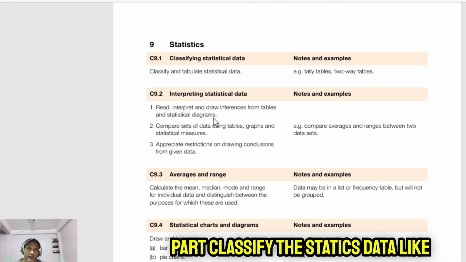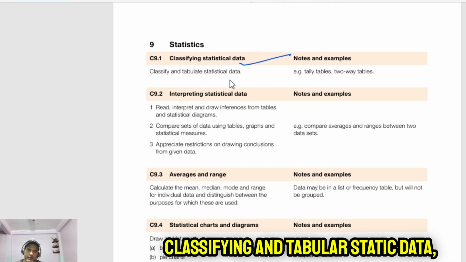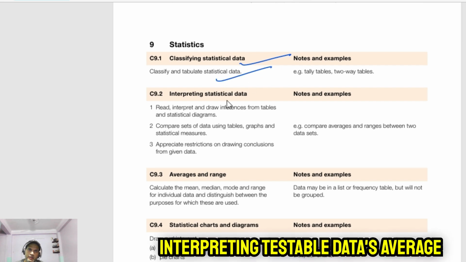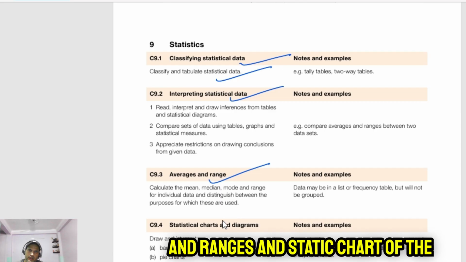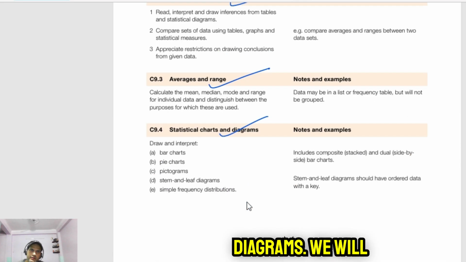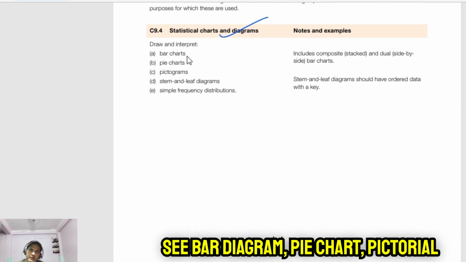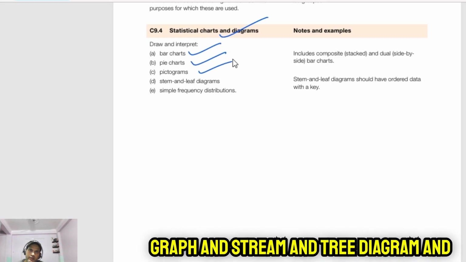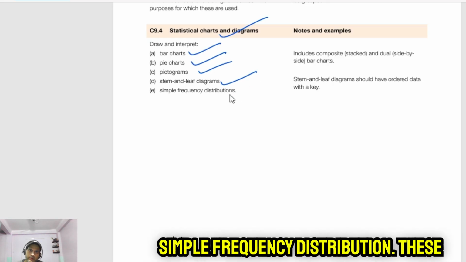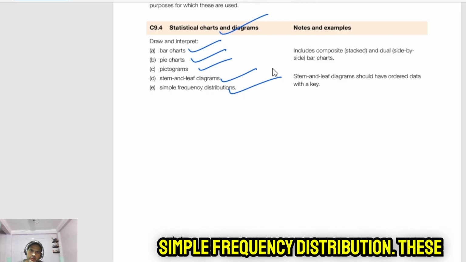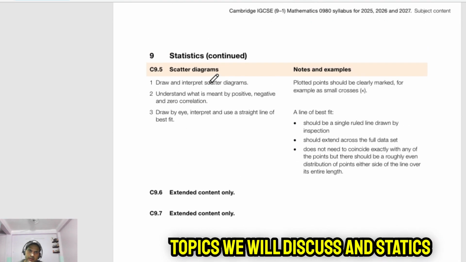Then the statistics part: classify statistical data, like classifying and tabulating data, interpreting textual data, averages and ranges, and statistical charts and diagrams. We will see bar diagram, pie chart, pictograph, stem and leaf diagram, and simple frequency distribution. These topics we will discuss in statistics.